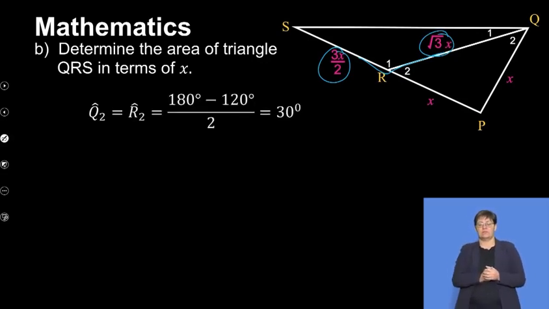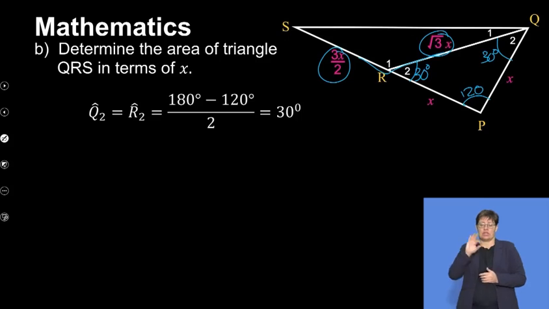Okay, so earlier we found out that this was 120 degrees. So because that's 120 degrees, if I wanted to find these angles, because remember we said they were equal, I had to say 180 degrees minus 120, divided by 2, and I would find out that each of these angles, Q2 and R2, is simply 30 degrees. And how do we know they're 30 degrees? Because of the sum of angles of a triangle. Okay, that's pretty standard grade 9 work.